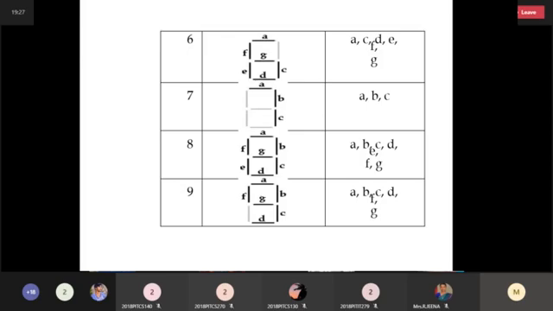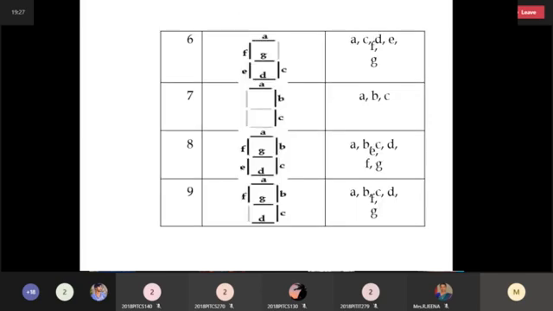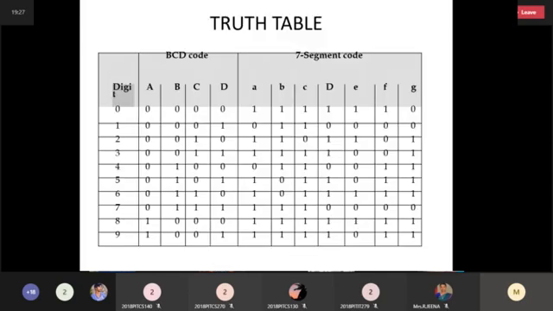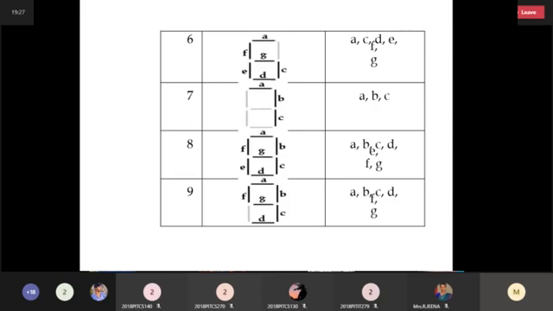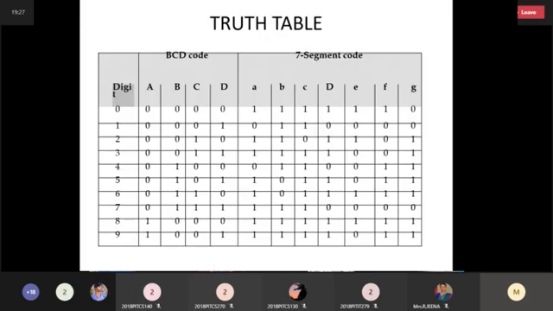Okay, next we have to write the truth table for this seven-segment display. First, what are the inputs? Our inputs will be A, B, C, D. And what are the outputs? How many segments? A, B, C, D, E, F, G. So there will be 7 segments, and your outputs will be A, B, C, D, E, F and G.